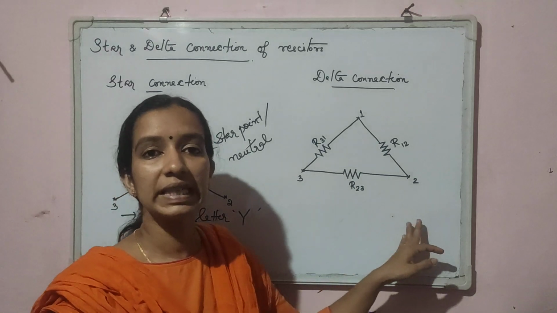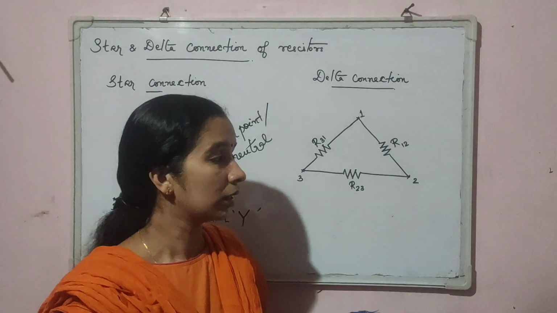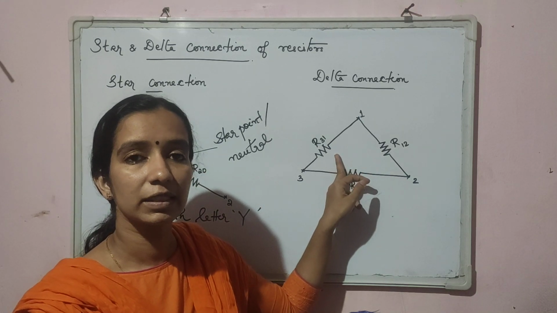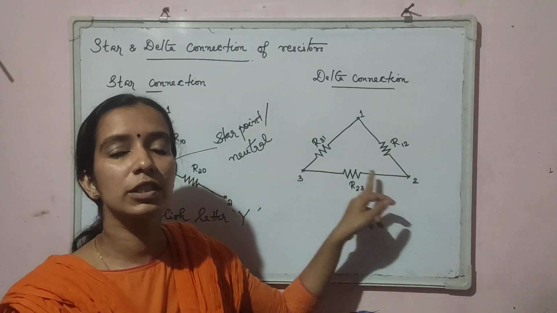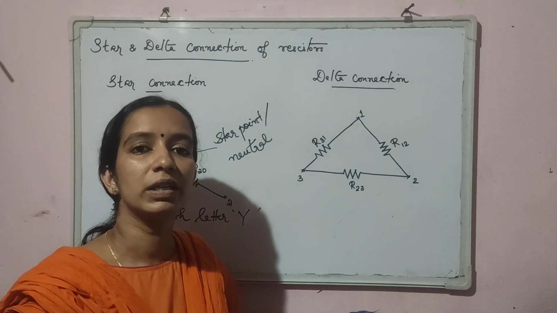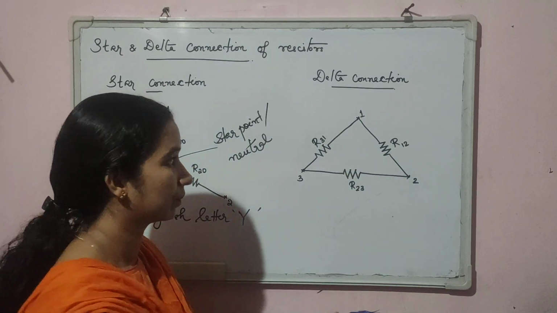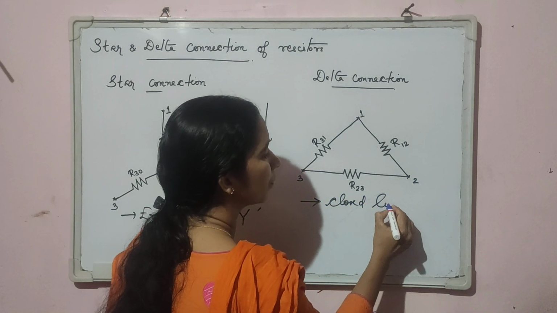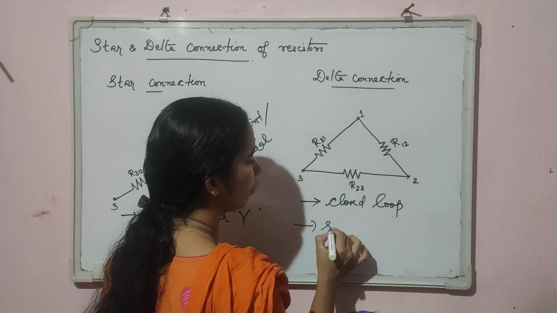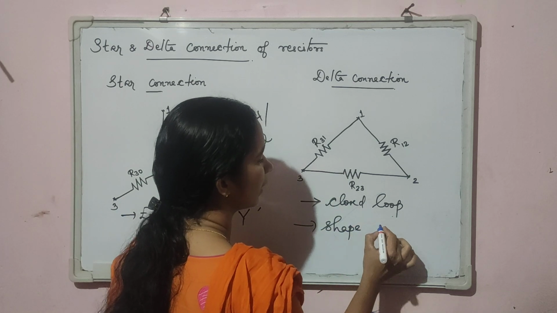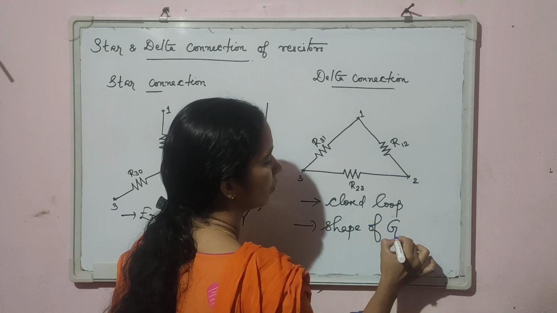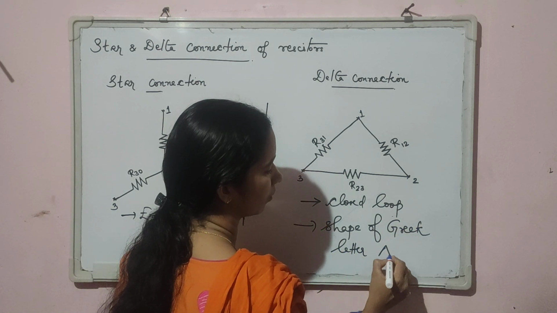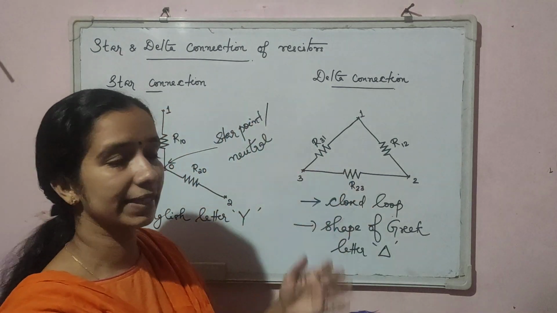So now moving on to the delta connection of resistors. A delta connection is obtained when three resistors are connected in the form of a closed loop and in the shape of the Greek letter delta. So here three resistors will form a closed loop and it will be in the shape of the Greek letter delta. Okay, this is a delta connection.